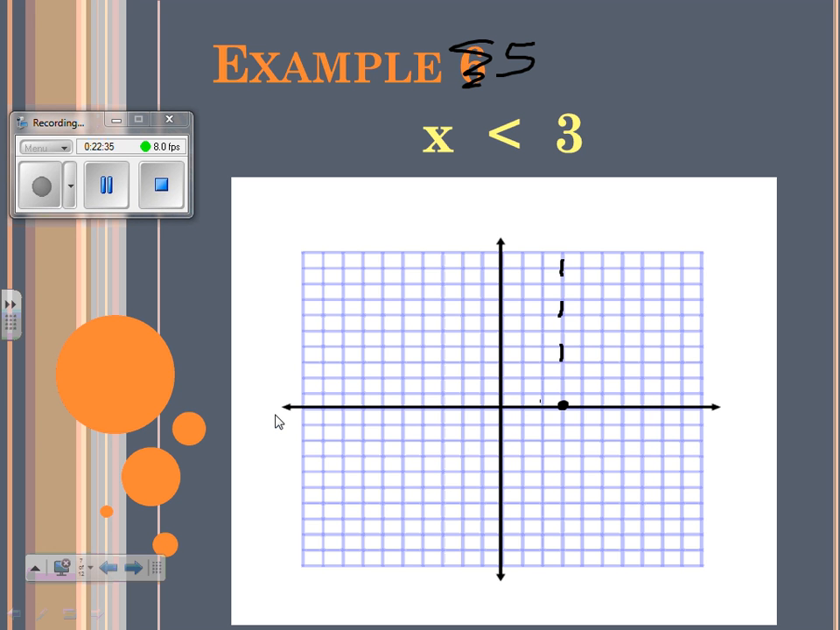Don't forget, this vertical line has a slope of 0. Oh, no, excuse me. I'm sorry. You're right. Undefined. I heard somebody say 0, and I said 0. Undefined. Vertical lines are undefined. Okay. And if x is less, we shade to the left. Less is left.